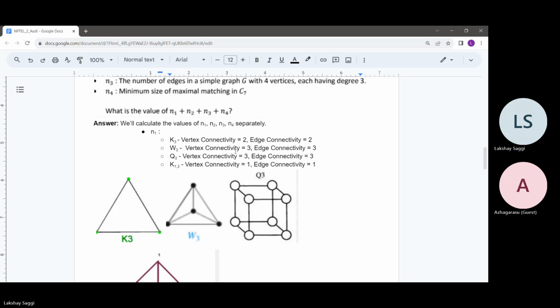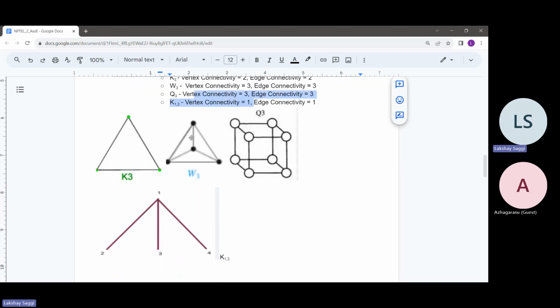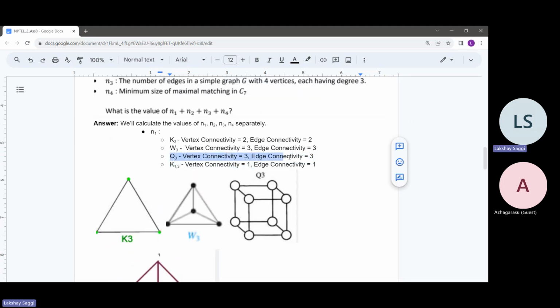So these two things will change, although these two will not change, because you can see that here vertex connectivity was 3 and the number of vertices was 8, so vertex connectivity is not exceeding n minus 1. Similarly, in K13 also vertex connectivity is not exceeding n minus 1. So these two were correct.